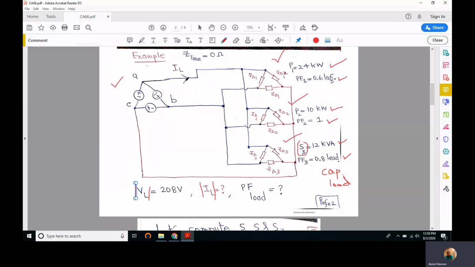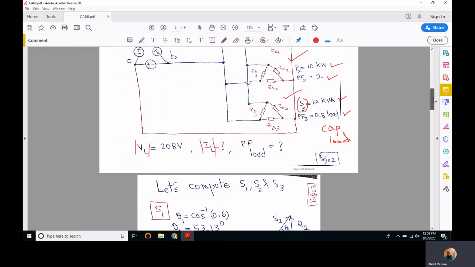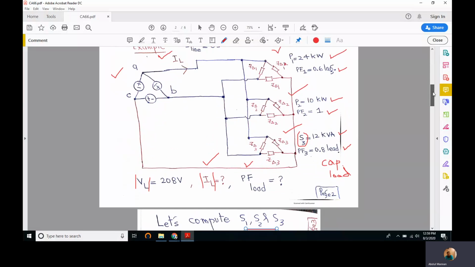And when we say we want to find IL, this means we have to find IL considering that all these parallel connected loads form one single load. The collective IL, the total IL that is supplied by the source, right? So before we compute our unknown quantities IL and the power factor, let's first compute S1, S2 and S3. S3 is already given. S means the complex power for this load, for this load and for this load, right?